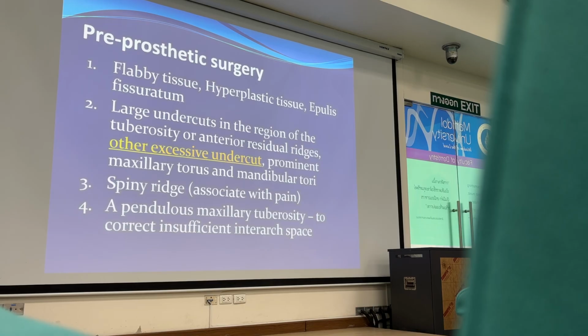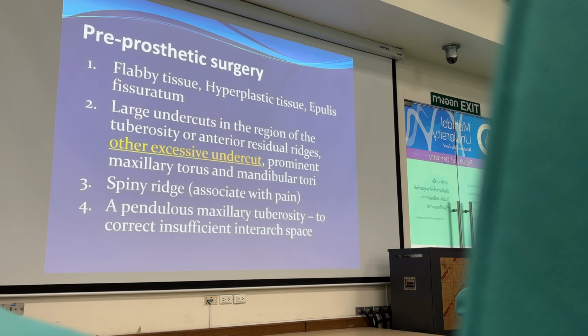How about the large undercut in the region of the tuberosity and anterior region? Excessive undercut, prominent. We need to decide whether to correct it or not. Bony spines are a big pain. If there is a spine, we can do alveoloplasty. You know alveoloplasty or not yet, right? Alveoloplasty is where the alveolar bone, you smooth it, cut it. This is what you will learn from surgery part 2.